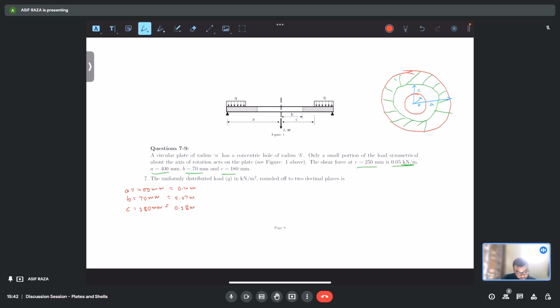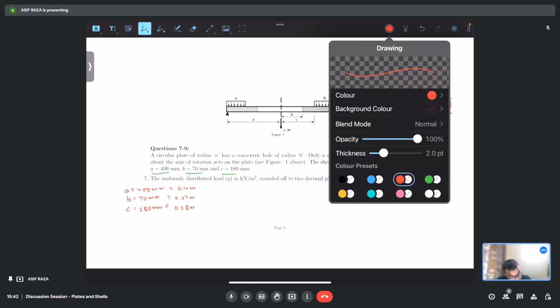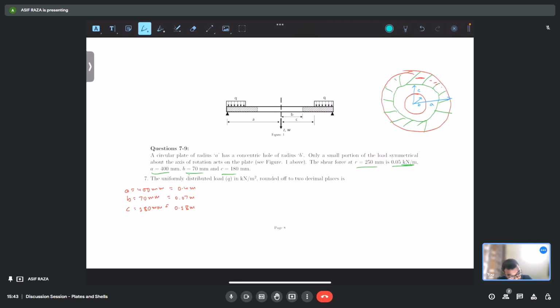So the shear force at R equal to 250 mm is 0.05 kilonewton per meter. We need to find the uniformly distributed load Q, rounded off to 2 decimal places. So what is that Q value? At a distance R equal to 250 mm, we know the value of shear force.